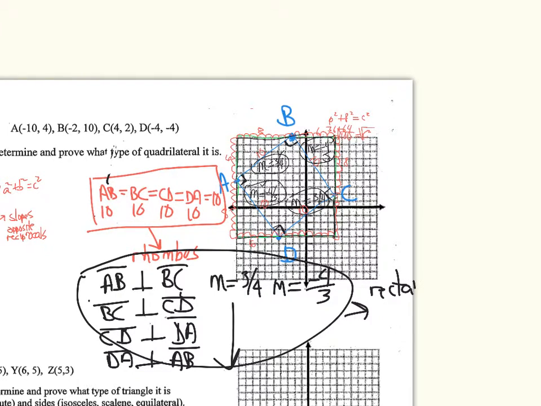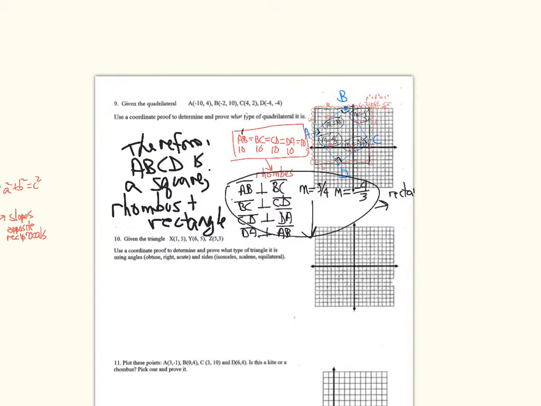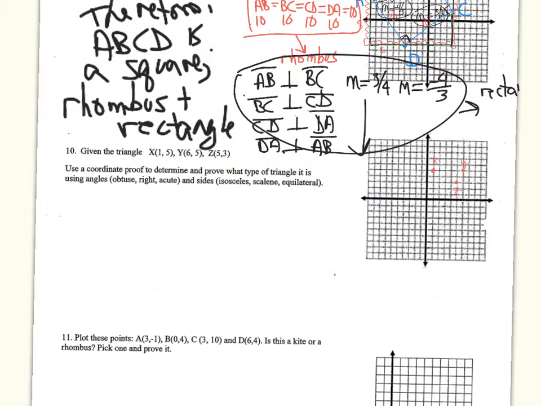So because I've proven that it's both a rectangle and a rhombus, therefore I've proven that quadrilateral ABCD is a square. So therefore ABCD is a square because I've proven that it's both a rhombus having 4 congruent sides and a rectangle having 4 congruent angles.